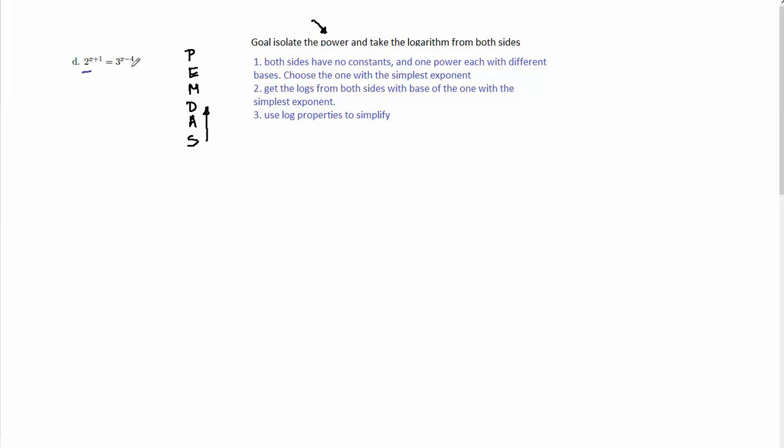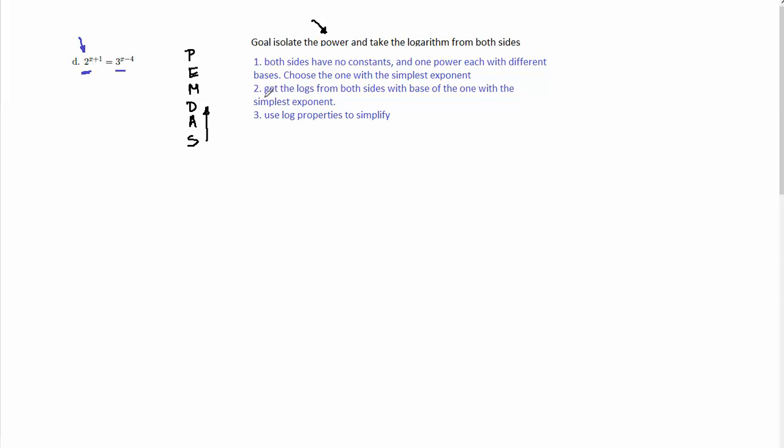What is strange is that we have two powers, but each one has a different base. So usually what we do is that we select the power that has the simplest exponent. Right here the exponents are very similar. There are no complicated linear expressions in the exponents, so I can use any one of those. Let's use the number 2. Let's use as our base the number 2.